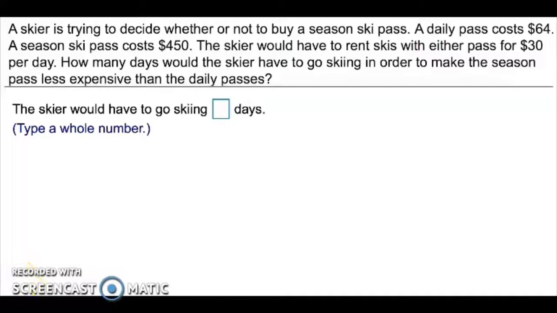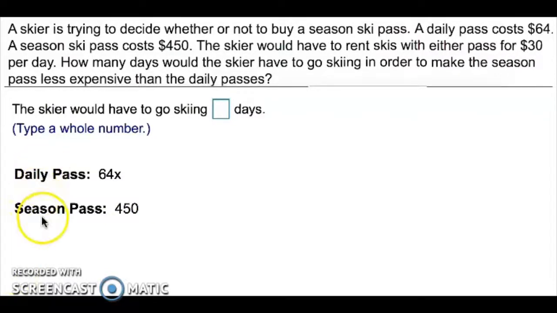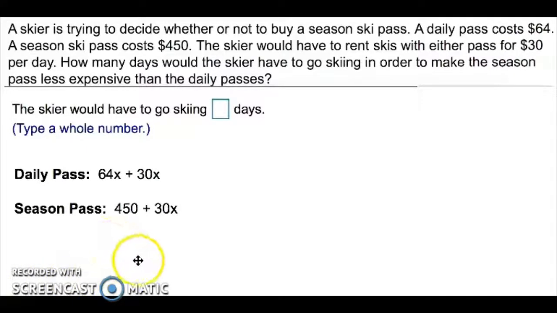the daily passes? So first, we're going to write down the expressions for a daily pass and a season pass. A daily pass costs $64, and that's going to be per day. Okay, so it's 64x. A season pass is just $450. That doesn't depend on the number of days. Now, regardless of which pass you get, it says you're going to have to spend $30 per day to rent the skis. So we have to add 30x to both of them.